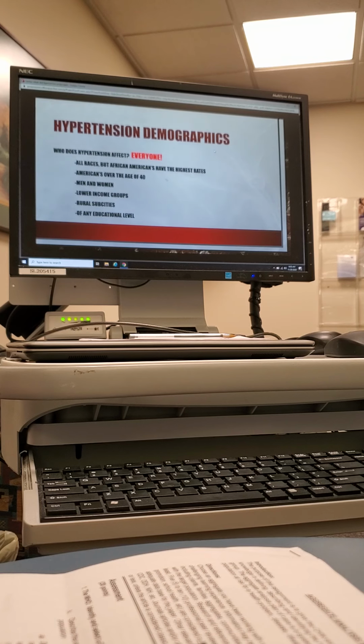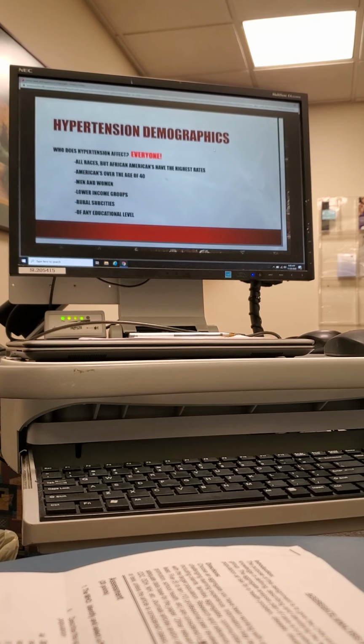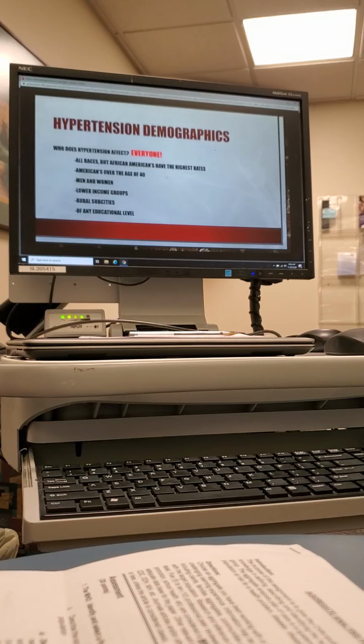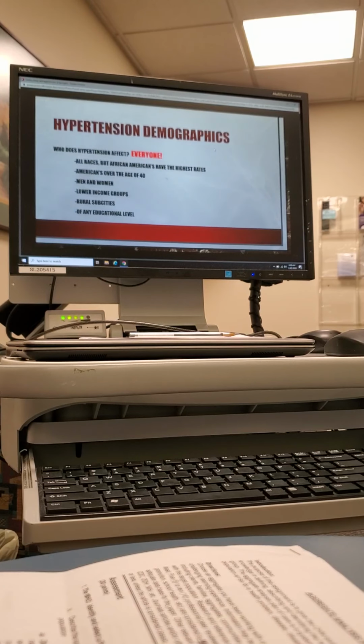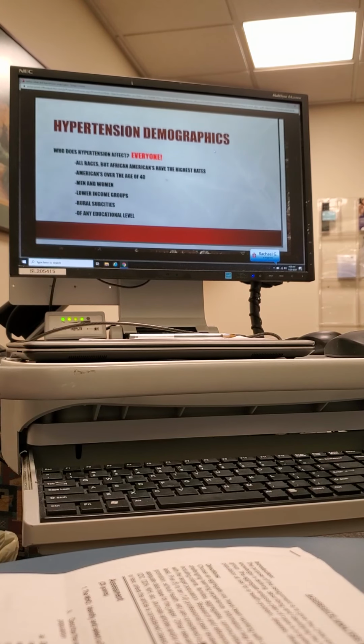It doesn't matter. Lower income groups. So what I mean by that is people who don't necessarily have insurance. People who don't necessarily have the money to pay for their medications. They have other priorities to live.